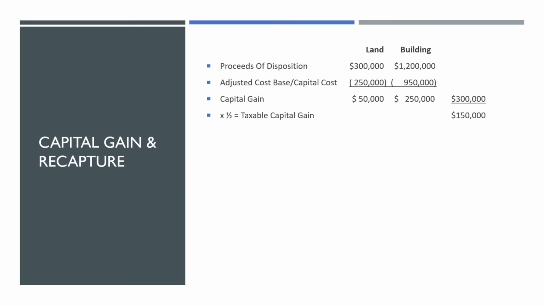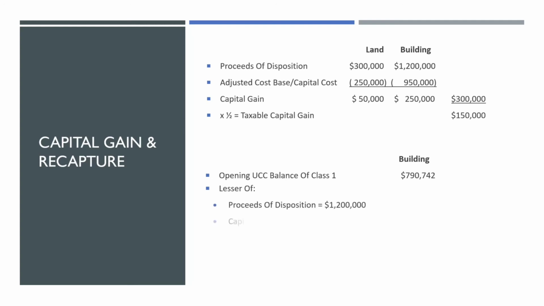So if we look at subdivision B, we have a building. The land doesn't matter for this portion. And that building is in its own CCA class that has an opening UCC balance of class 1 at $790,742. We know when there's a disposition, we take the lesser of the proceeds of disposition, in this case that's $1.2 million, and the capital cost, which is $950,000. This results in a negative ending balance in the class, which we can't have. We call that recapture, and we bring that into income.